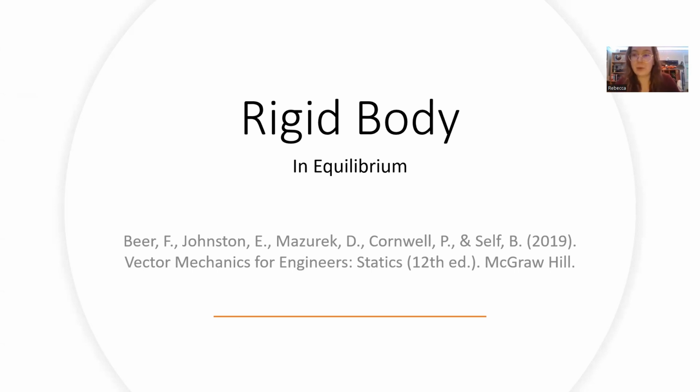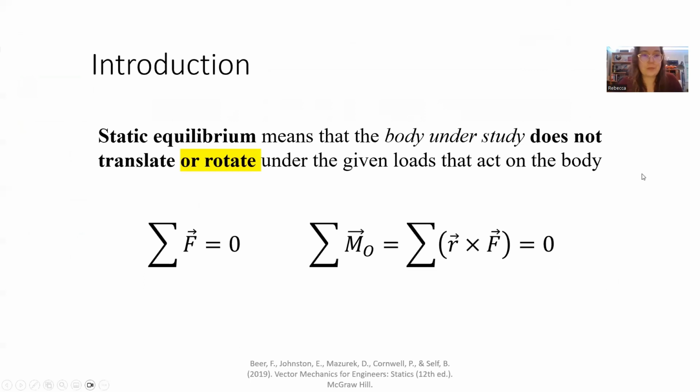I'm learning how to do rigid bodies in equilibrium based on the McGraw Hill 12th edition statics textbook. So the first thing is that static equilibrium means that a body under study does not translate or rotate under the loads that it's faced with. The thing that's new here is the rotation.